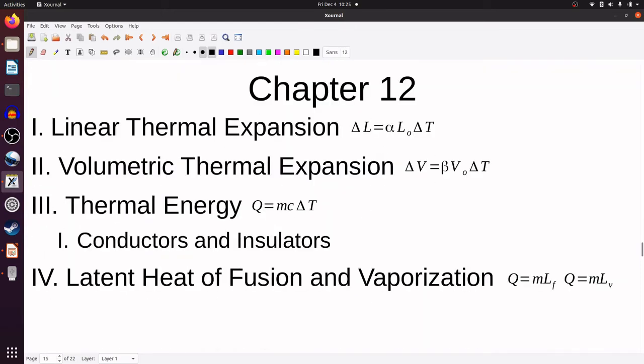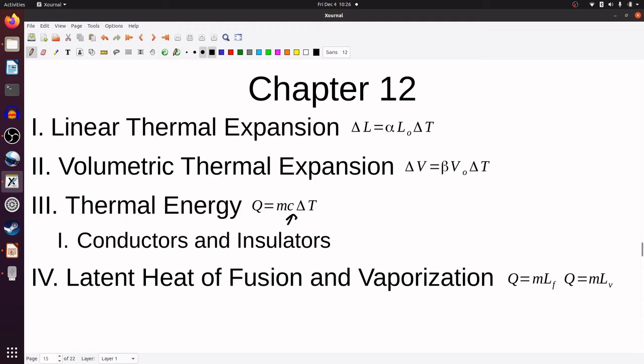Chapter 12 is a review of what you learned in chemistry. Basically, it's thermal energy, and also the expansion and contraction of objects. Conductors and insulators: remember this little c here, that is specific heat. The higher your specific heat capacity, the better the insulator, and the lower the specific heat capacity, the better the conductor with respect to heat in this case.